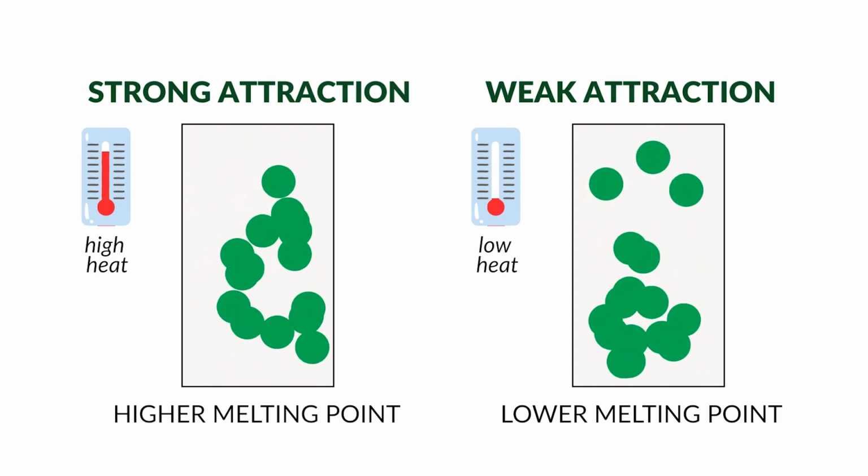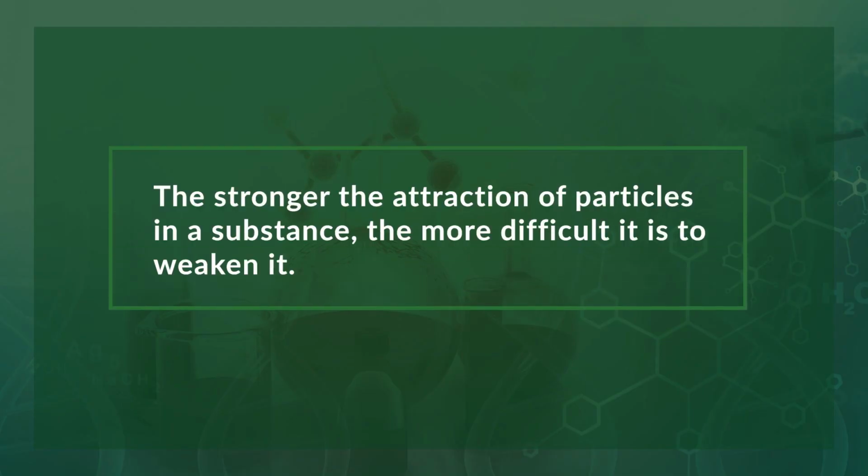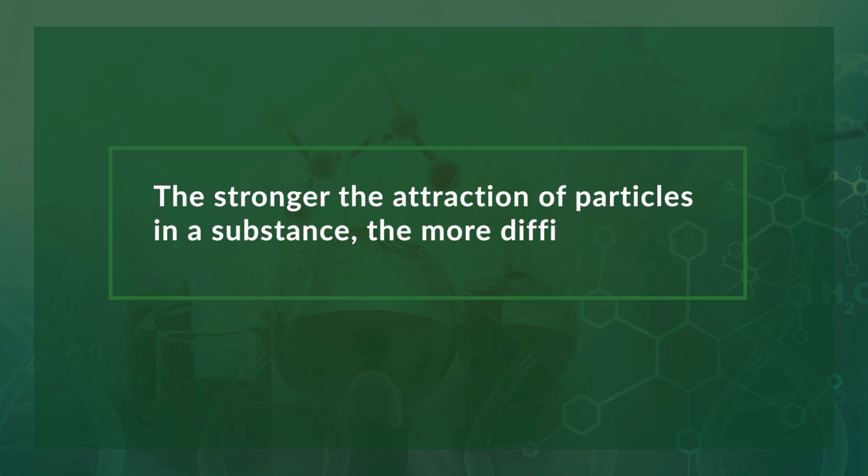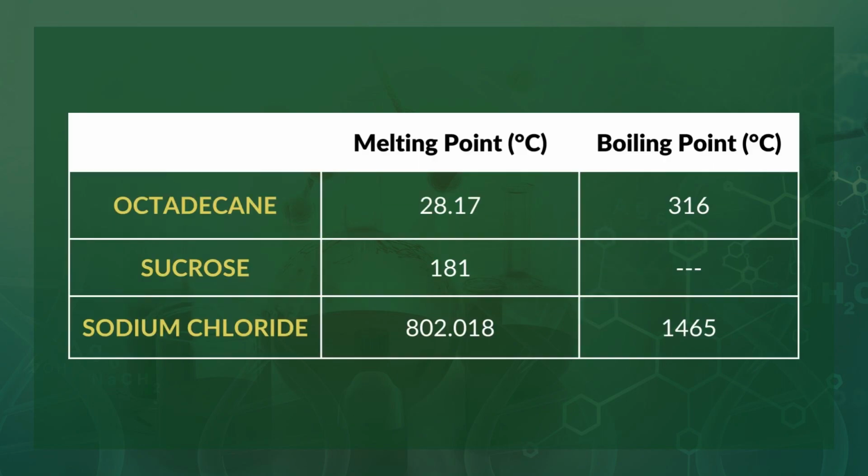On the other hand, the one with weaker attraction between particles will require less heat to melt. In short, the stronger the attraction of particles in a substance, the more difficult it is to weaken it. Thus, the substance will require higher temperature in melting and in boiling. Among our three compounds from the activity, sodium chloride has the highest melting point and boiling point. That is expected because it is very difficult to weaken the very strong attractions among the ions of sodium chloride.